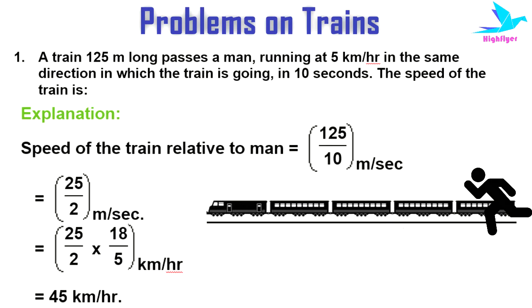Let's see the explanation. The relative speed of the train equals 125 meters per 10 seconds, because 125 meters is the length of the train and 10 seconds is the time it takes to cross the man. That is equal to 25 by 2 meter per second. That is also equal to 45 kilometers per hour. We have just converted meter per second to kilometers per hour.